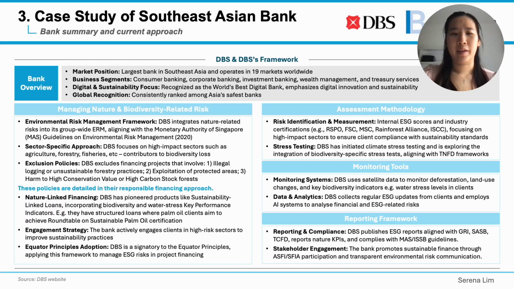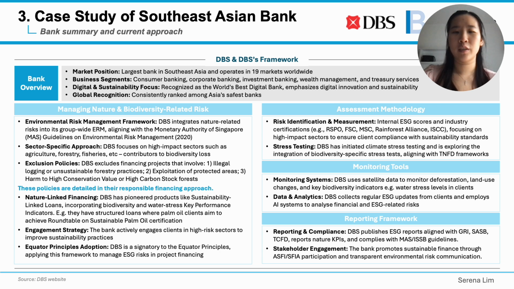DBS is the largest bank in Southeast Asia, operating in 19 markets worldwide. Its services span consumer, corporate, and investment banking, wealth management, and treasury. Known as the world's best digital bank, DBS also integrates sustainability into its strategy and is consistently ranked among Asia's safest banks. To manage nature and biodiversity risks, DBS embeds these risks into its environmental risk management framework, aligned with the Monetary Authority of Singapore's guidelines. It prioritizes high-impact sectors like agriculture, forestry, and fisheries.